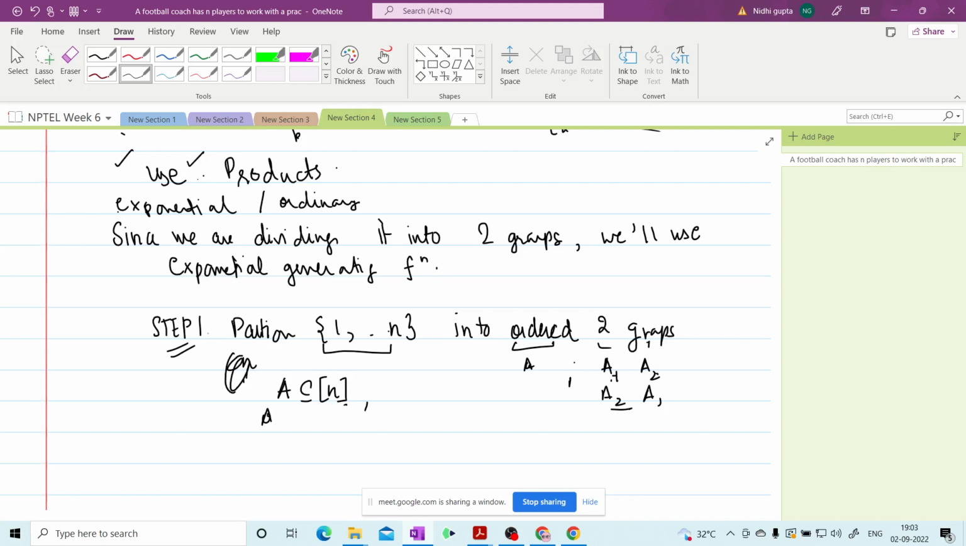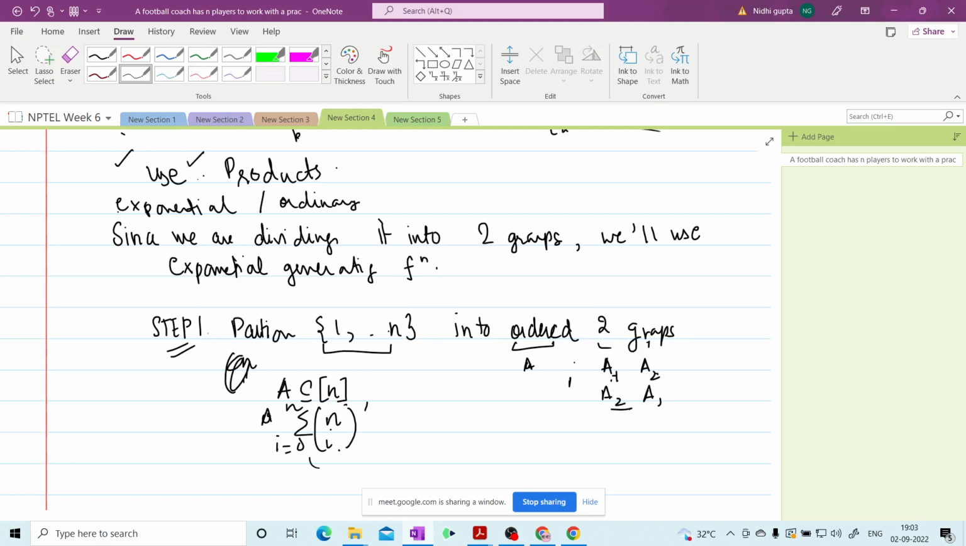And in how many ways can we do that? Choosing a subset of this can be done in these many ways: we are choosing some i elements.